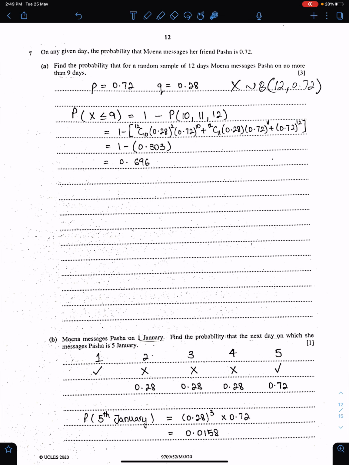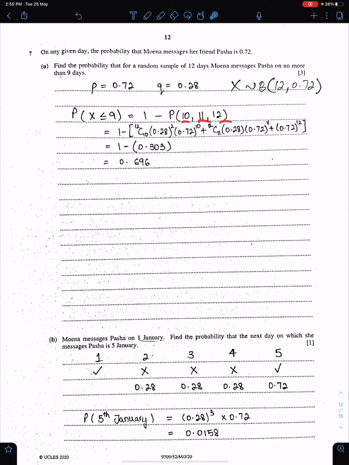Question number 7. On any given day, the probability that Muina messages her friend Pasha is 0.72. Part A. Find the probability that for a random sample of 12 days, she messages Pasha on no more than 9 days. So this is the situation of binomial distribution with n 12 and p 0.72. No more than 9 means we need this probability, X less than equal to 9. This is the requirement. And you can do this with the indirect method of binomial distribution: 1 minus those numbers which are not in this range of values of x.